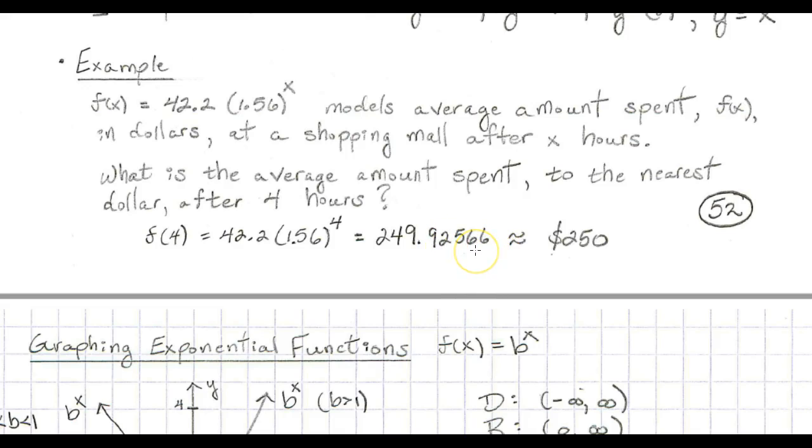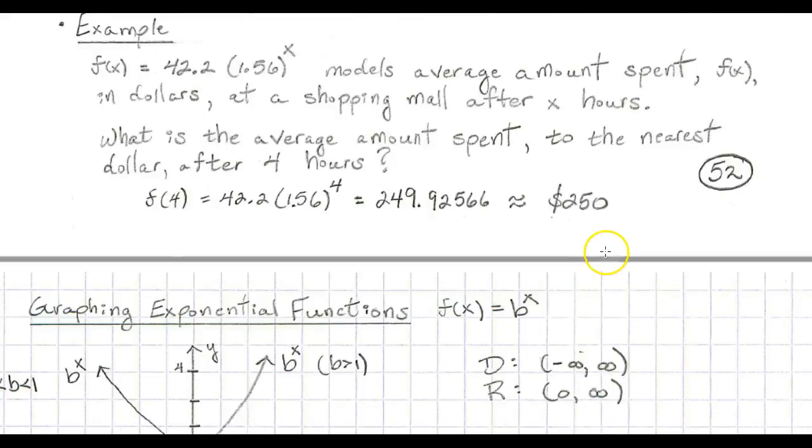249.92566, or since I'm going to the nearest dollar, $250. If I went to the nearest cent, I would say $249.93. But I asked for the nearest dollar, so we say $250.